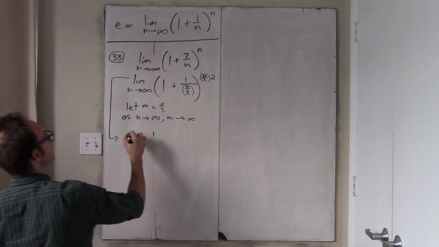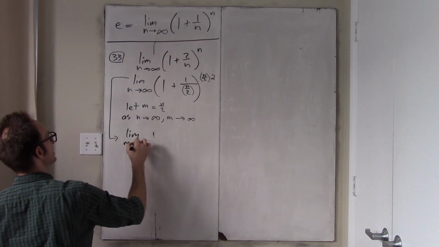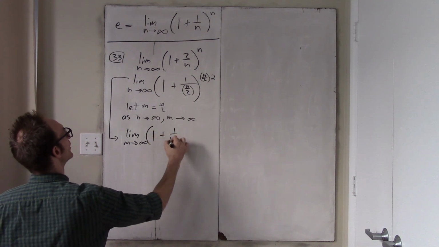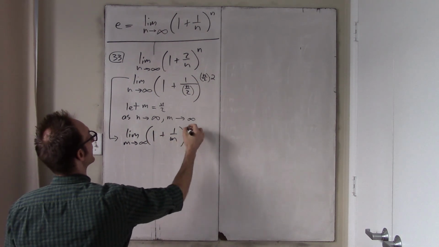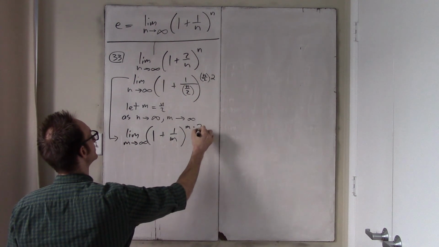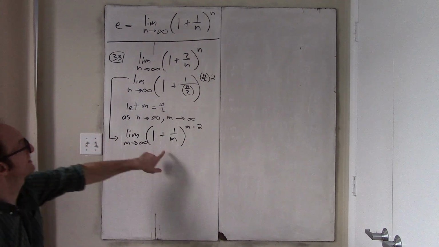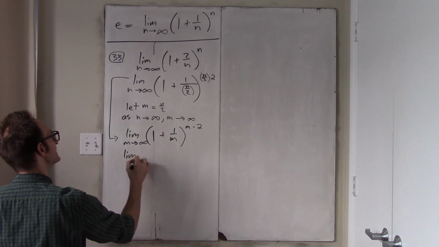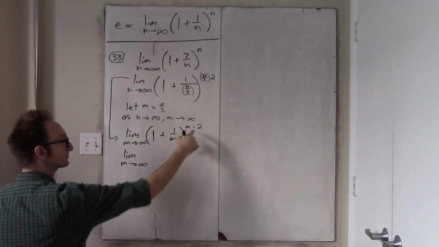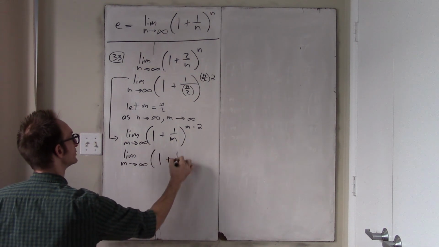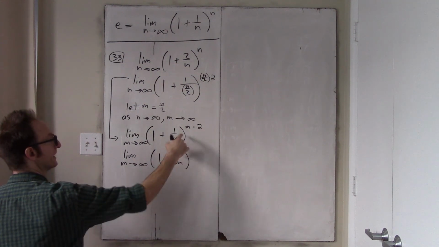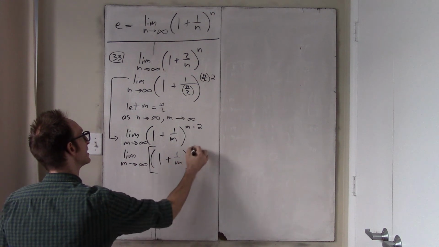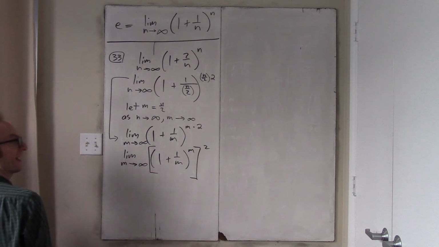Okay, in other words, let's rewrite it as the limit as m goes to infinity of (1 plus 1 over m) to the m times 2. Why would I do that? Well, this is now e, almost. All I have to do is use some exponent rules here to remember that if you're taking something to the m times 2, you can think of that as, to the m, to the 2, like that.